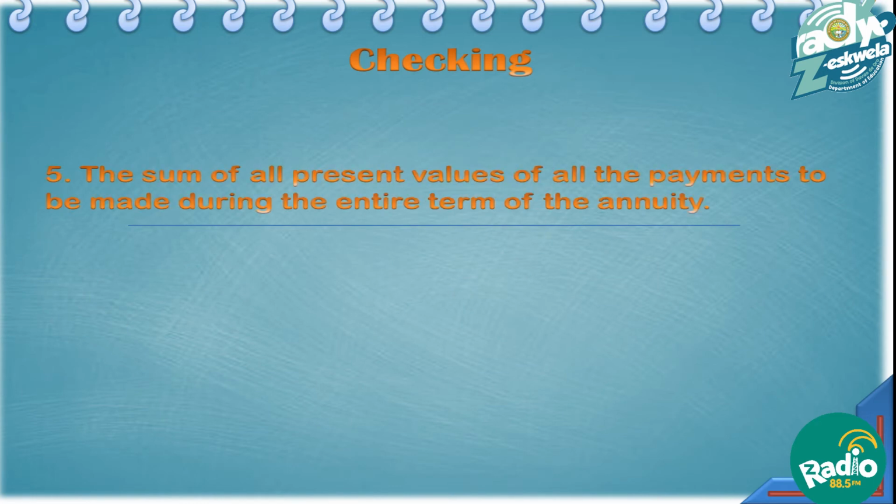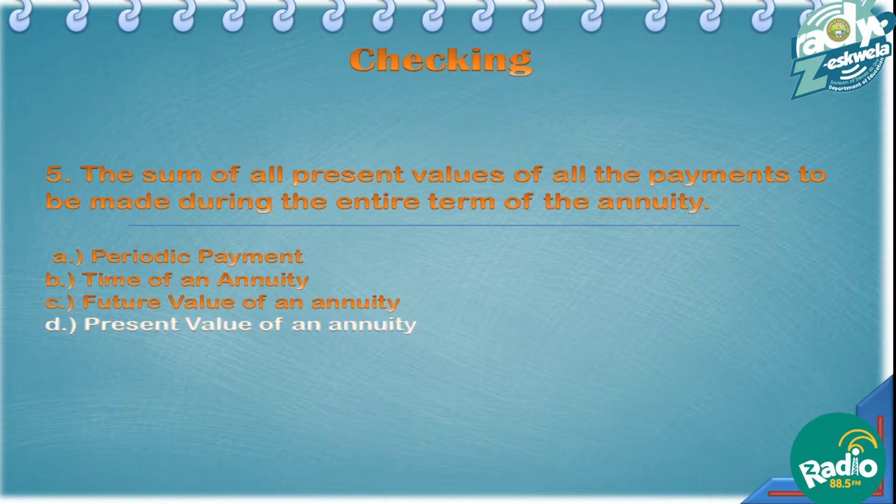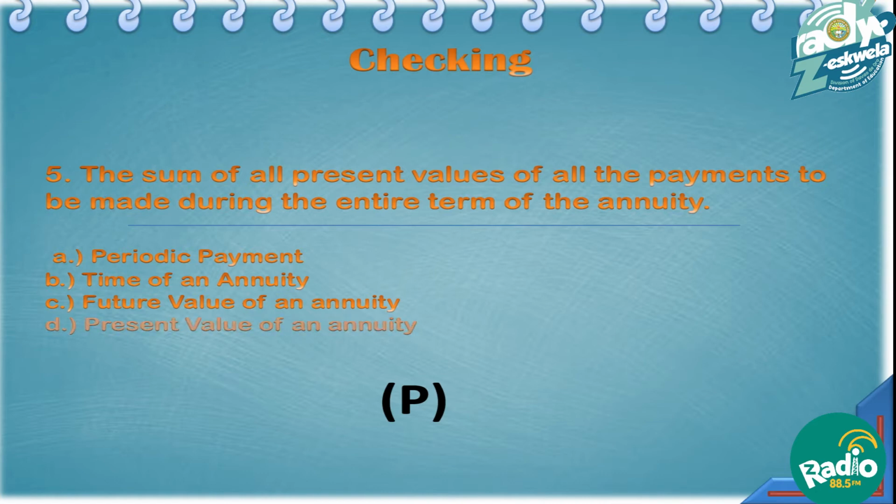And for question number 5, the sum of all present value of all the payments to be made during the entire term of an annuity. The correct answer is the present value of an annuity, represented by capital letter P.